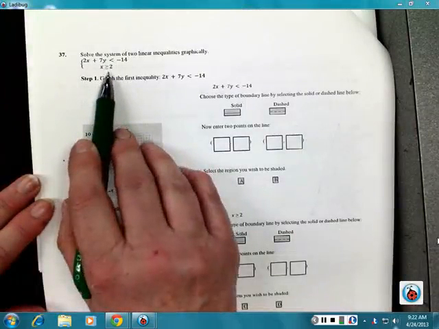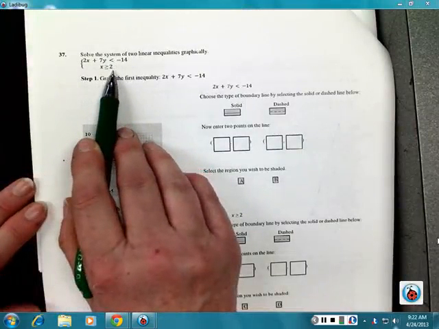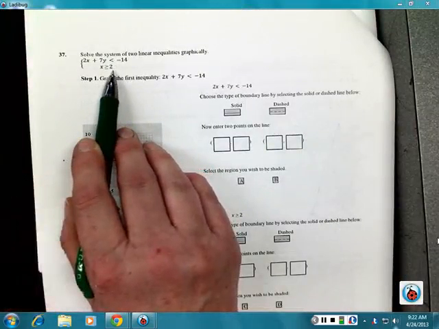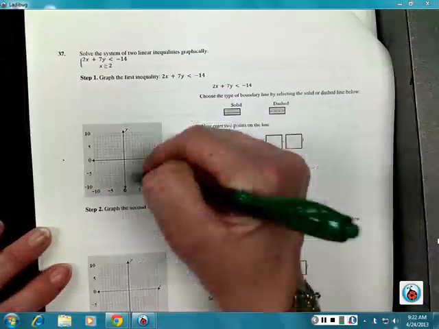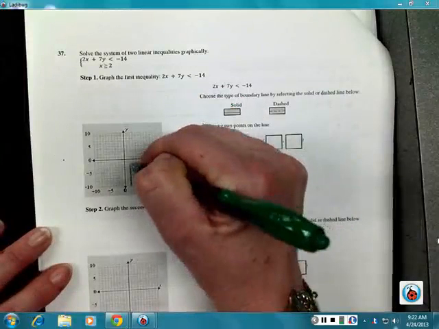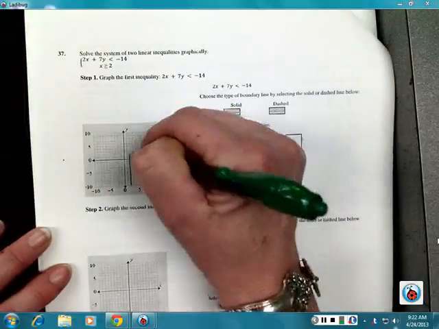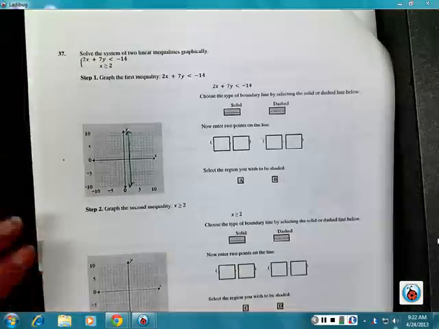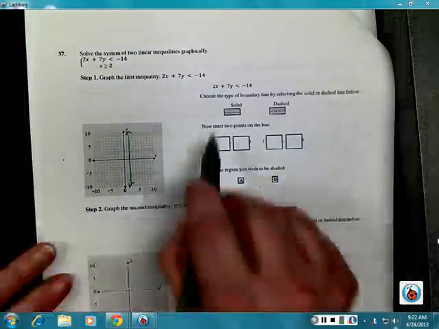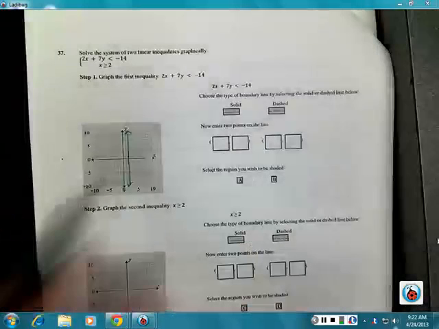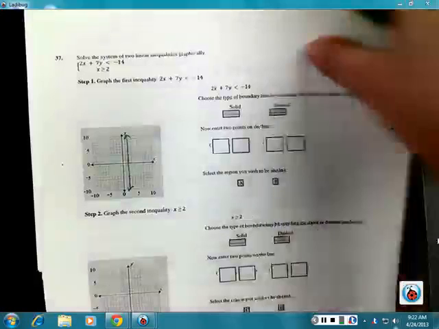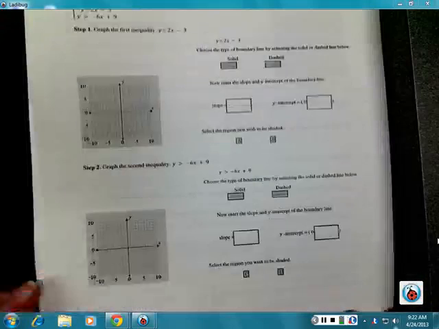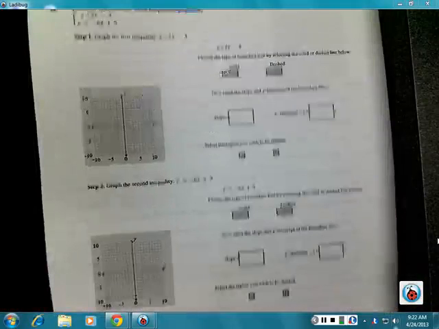So 37 is another shading. Just watch this one. What kind of line is x greater than or equal to 2? What kind of line is that? It's a vertical line. A vertical line at 2. And so you're going to have it going down in this direction. And it is solid. And then you decide what side gets shaded. Take this first one, solve it for y, and graph it on there as well. And so you get your shading parts done with that.